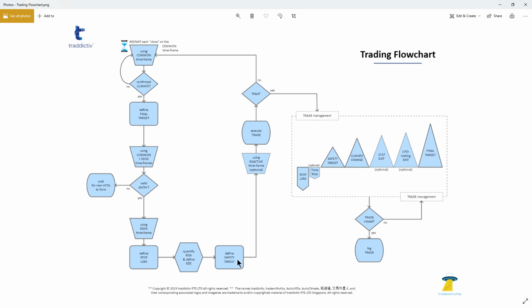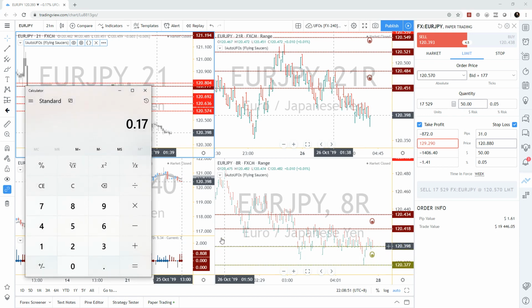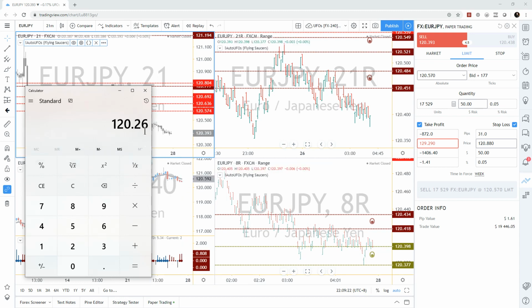Define the safety target. Well, if my entry is 1.2057, and my risk, we calculated, was 31 pips. If I project 31 pips below entry, I'm not sure what I have done. Yeah, I think I was missing one digit. So 120.57 minus 0.31. Yeah, that's 120.26. Now, what's the problem?